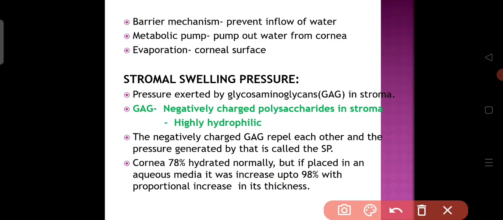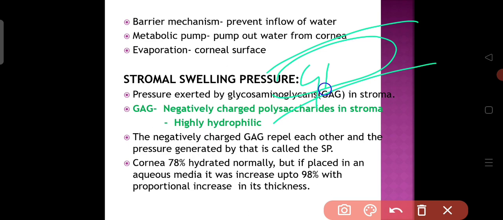This is basically exerted by the glycosaminoglycans present in the stroma. These glycosaminoglycans are negatively charged polysaccharides. Since we know that the stroma constitutes about 90% of the thickness of the cornea, it contains the GAG polysaccharides which are highly negatively charged. These negative charges repel each other and produce a repulsion pressure. This is called the stromal swelling pressure.